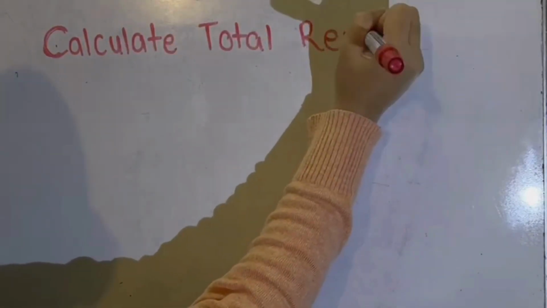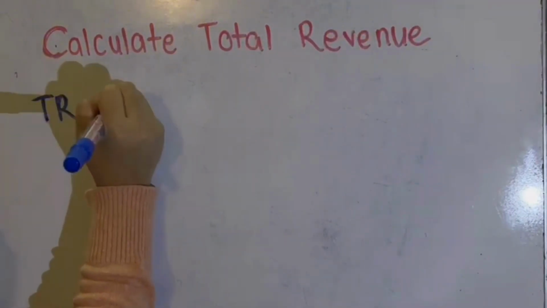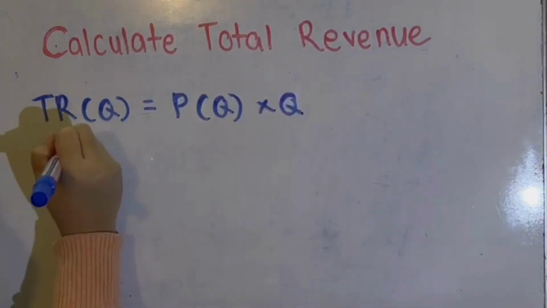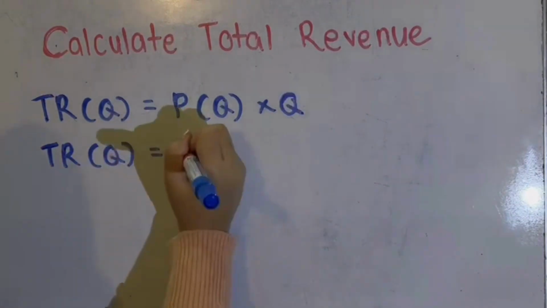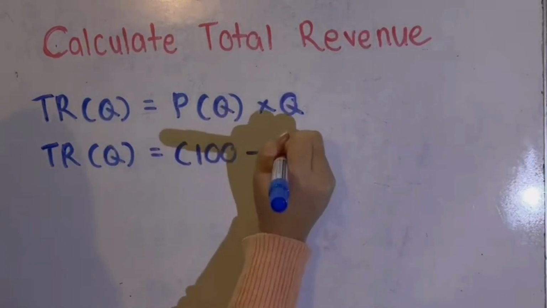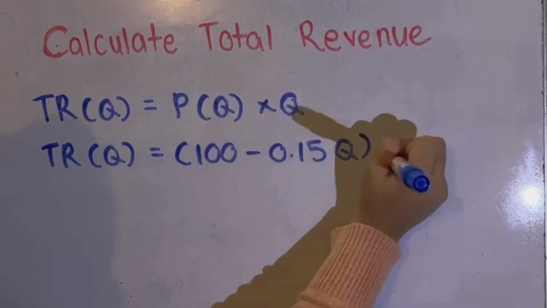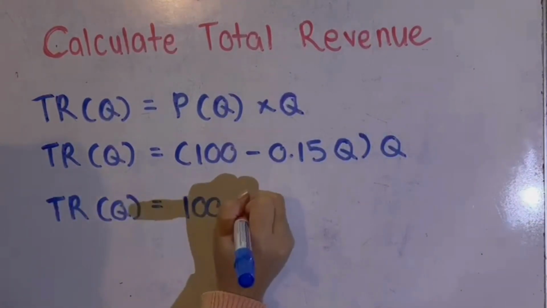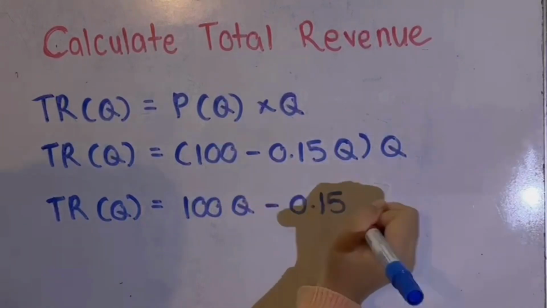To do this, we begin by calculating total revenue. Total revenue is obtained by multiplying price with quantity. Therefore, total revenue is TR of Q equals P of Q times Q. After substitution, TR of Q equals 100Q minus 0.15Q squared.